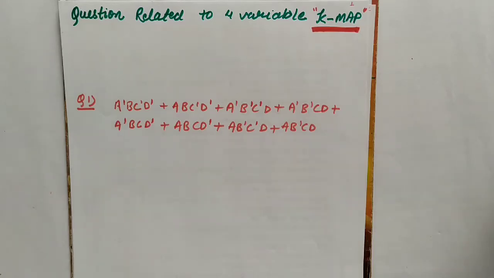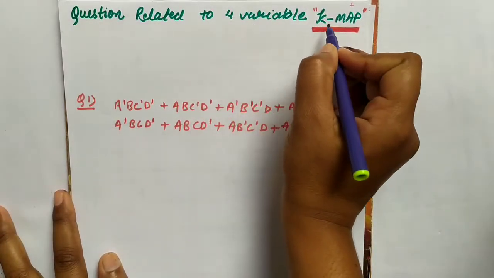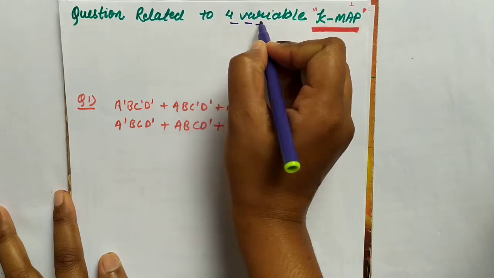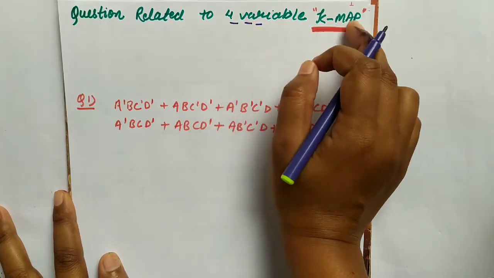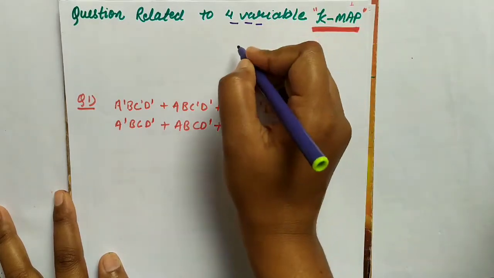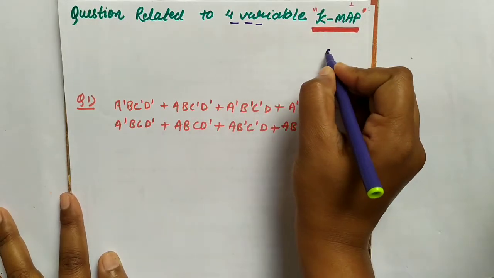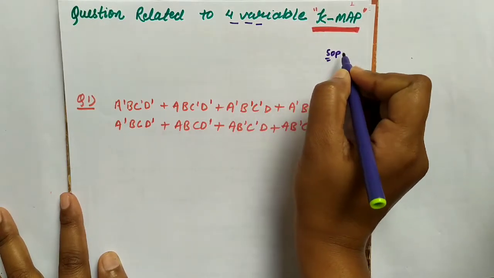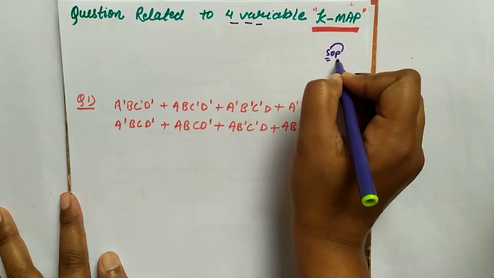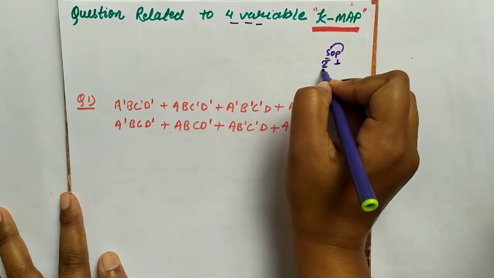Hello everyone, in this video we will discuss questions related to four variable K-map. In this video we discuss two questions related to the K-map for the form of SOP, that means sum of products. Firstly make a product, then do a sum.